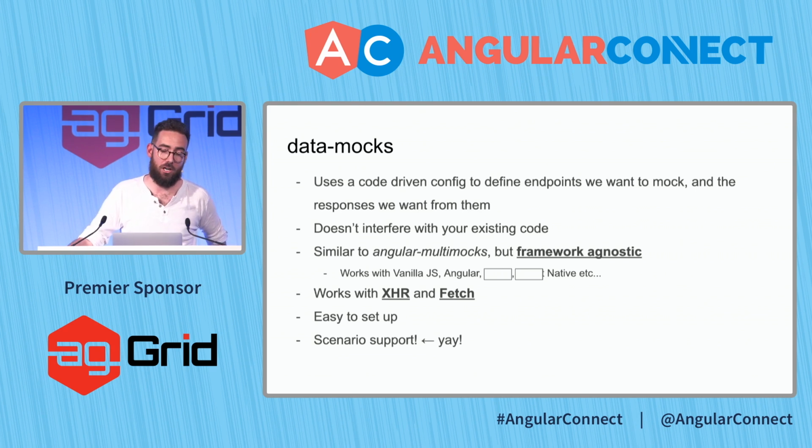It works with XHR and fetch, so if you're working with something a bit more legacy that uses XHR under the hood, or even something really popular, even still today, like Axios, that still uses XHR under the hood, or something a bit newer that uses the fetch API, it works with both of those. It's super quick and easy to set up, which is what we're about to find out. And it supports scenarios, which is my favorite thing about it. And it's the thing that I think really sets it apart.